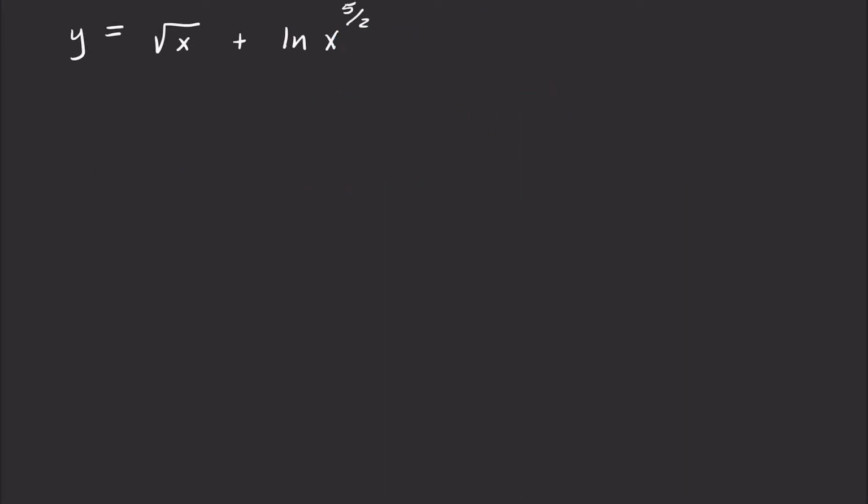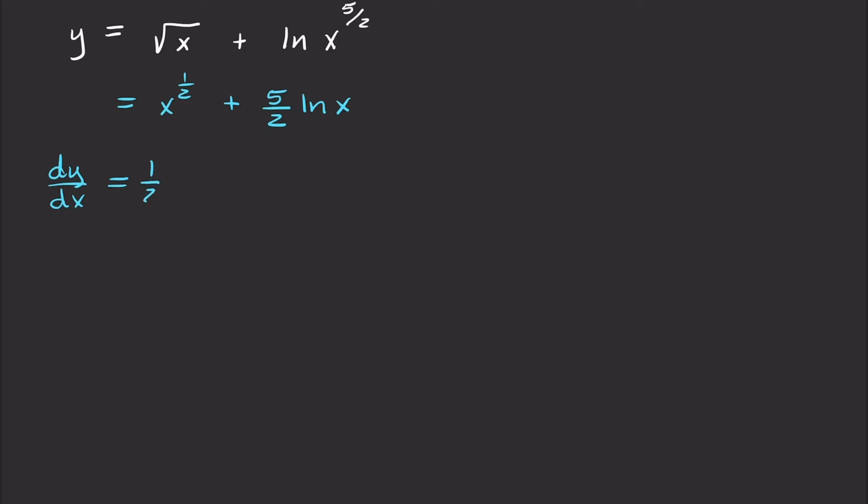Okay, the next problem, we have y equals the square root of x plus the natural log of x to the 5/2 power. So the first thing I want to do is rewrite my radical as a fractional exponent. And then I want to use the properties of logarithms to bring this 5/2 down. So anytime you have the natural log of something raised to a power, you can bring that power out front, just like this.